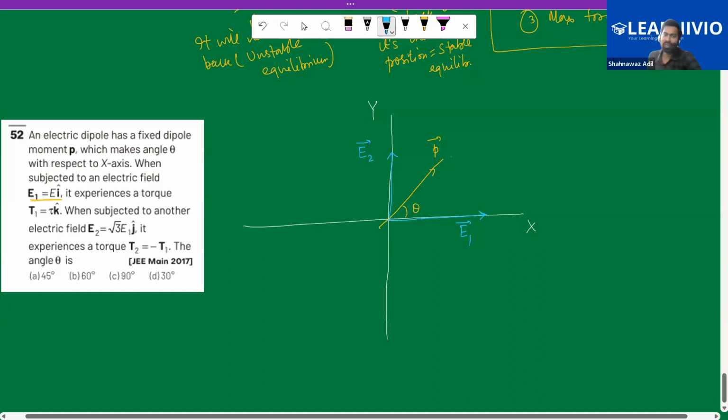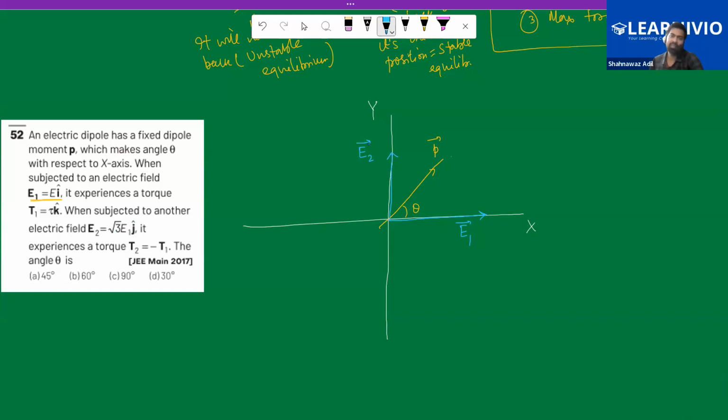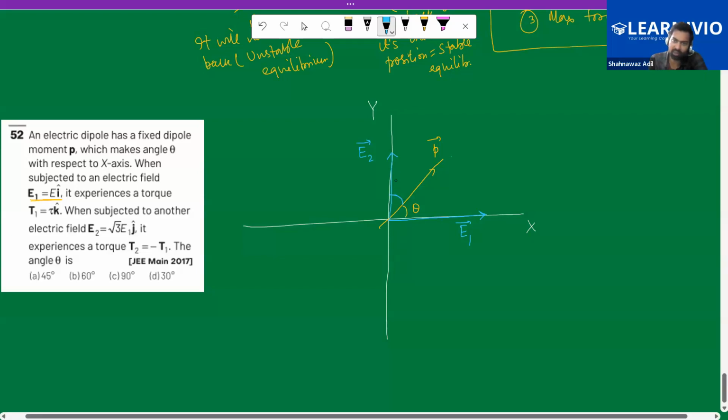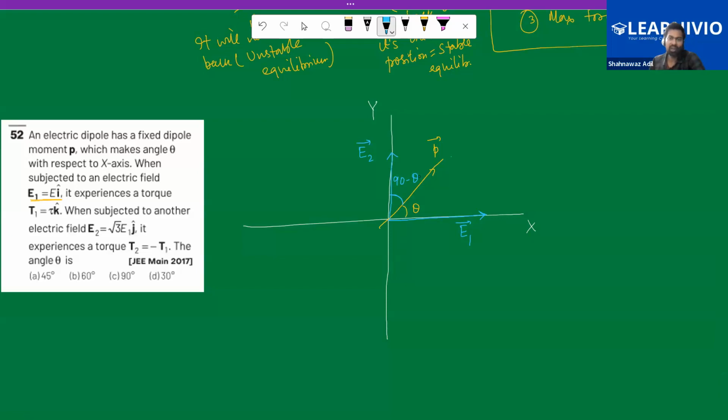Now, can you tell me what is the angle the dipole is making with E2? 90 degrees. 90 minus theta, right? So this is 90 minus theta. Absolutely correct. So this is the dipole that we have. Now we can write the first case.